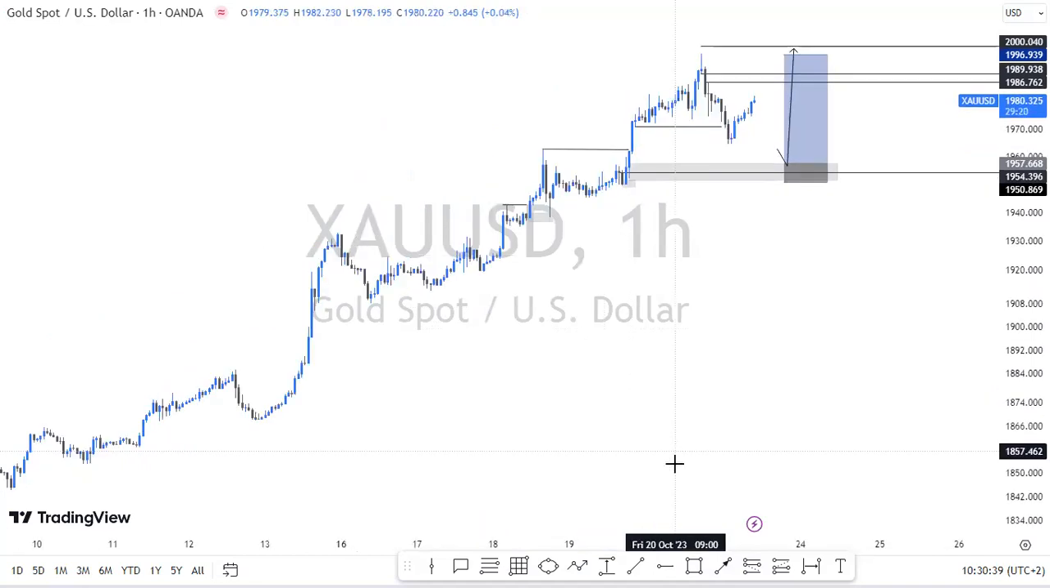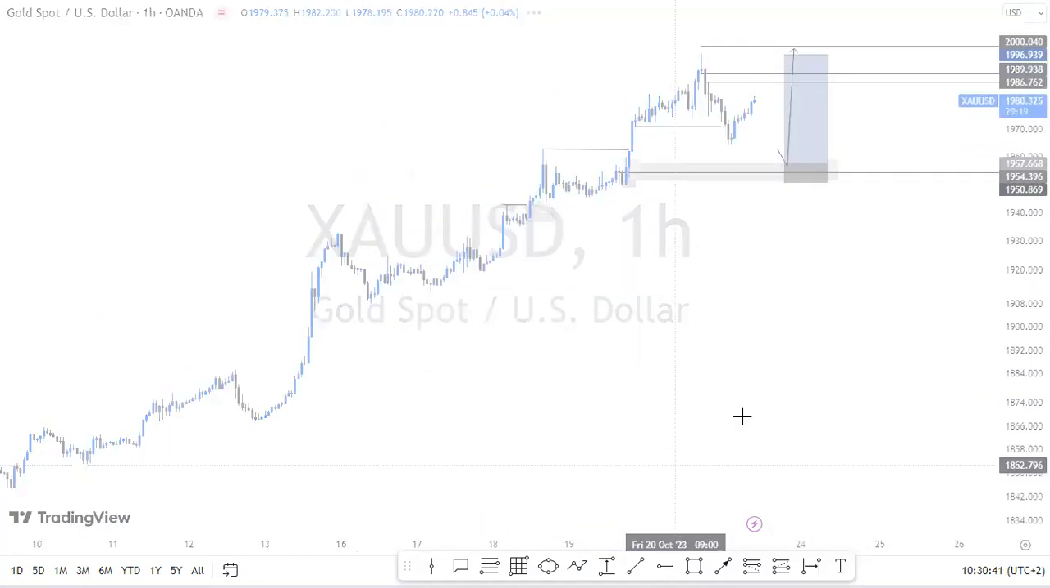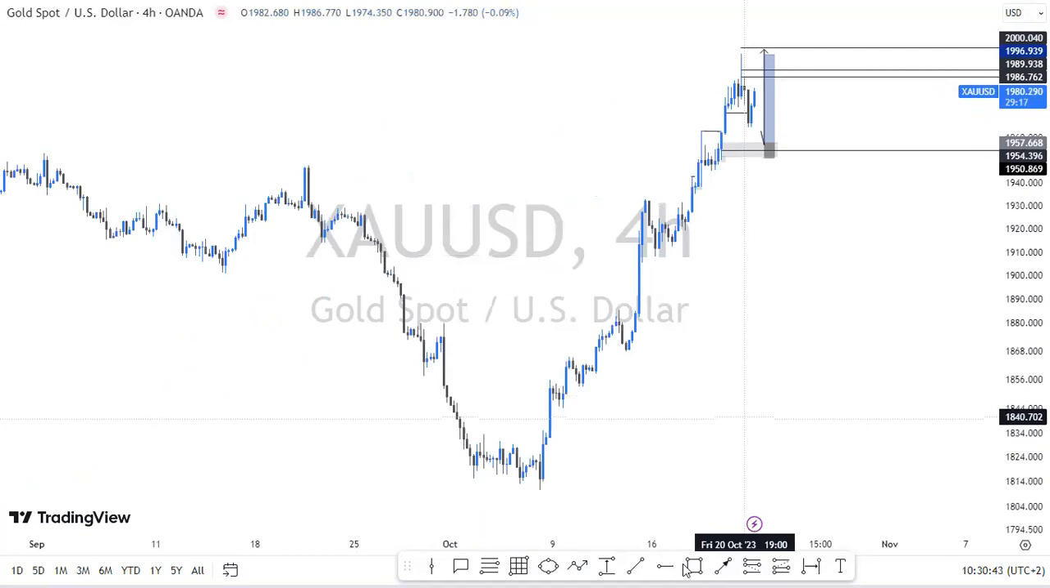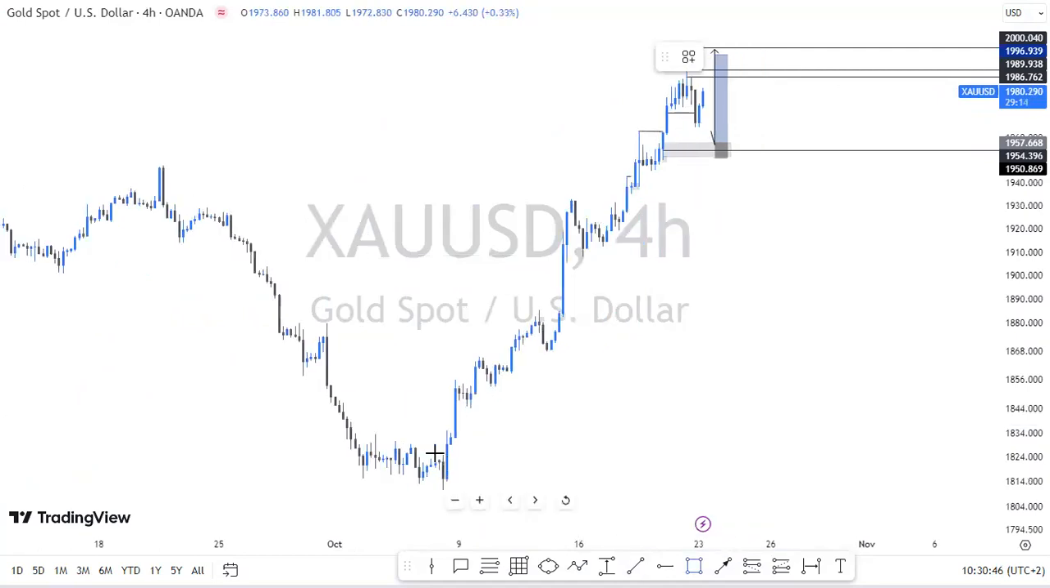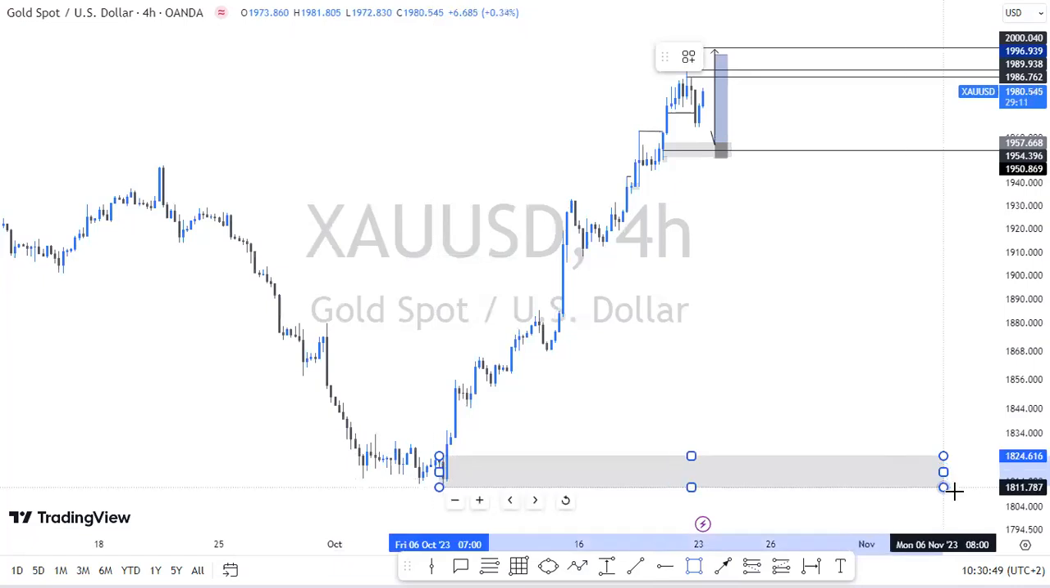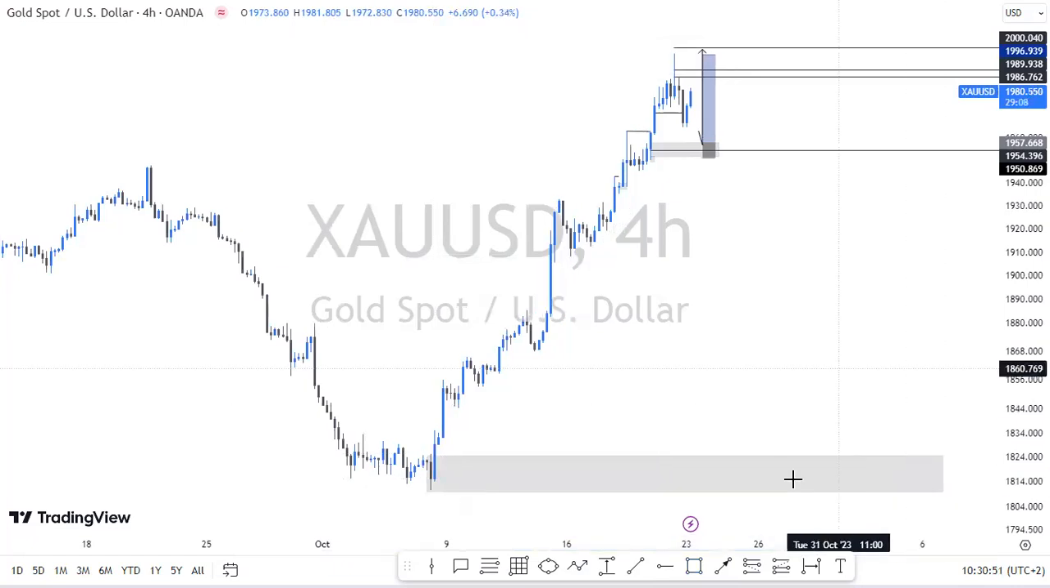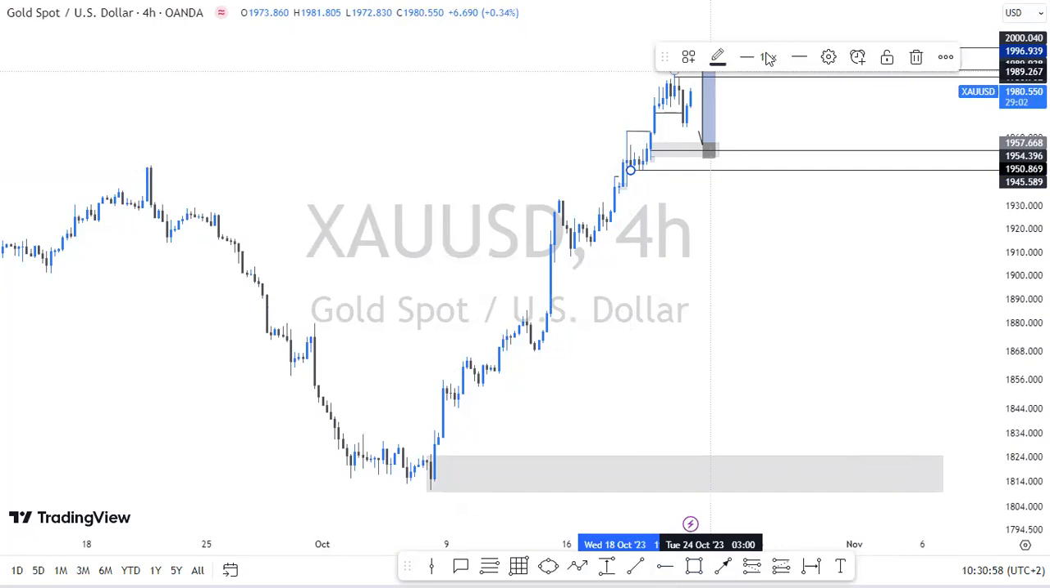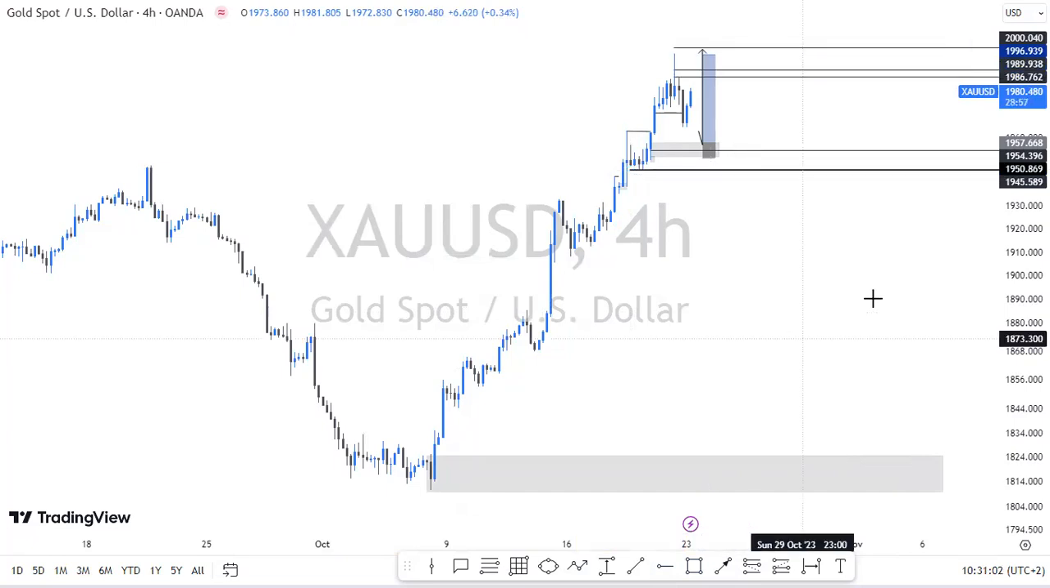Let me go to the 4-hour too for some potential. On the 4-hour here, I am seeing this very nice demand zone. Obviously, it is still far, but the reason I am highlighting it is just for potential pitfalls.